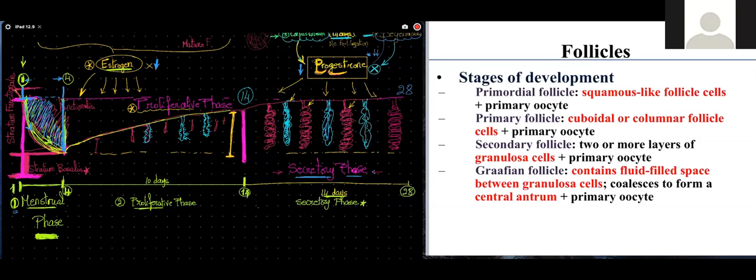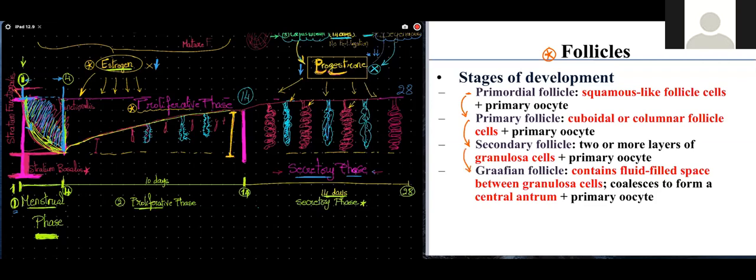So you can first describe the development of the follicles, follicular development. You're going to say I have a primordial follicle that will become a primary follicle, where the primary oocyte is surrounded by cuboidal to columnar cells. This will become a secondary follicle, where two or more layers of the follicular or granulosa cells are surrounding the primary oocyte.